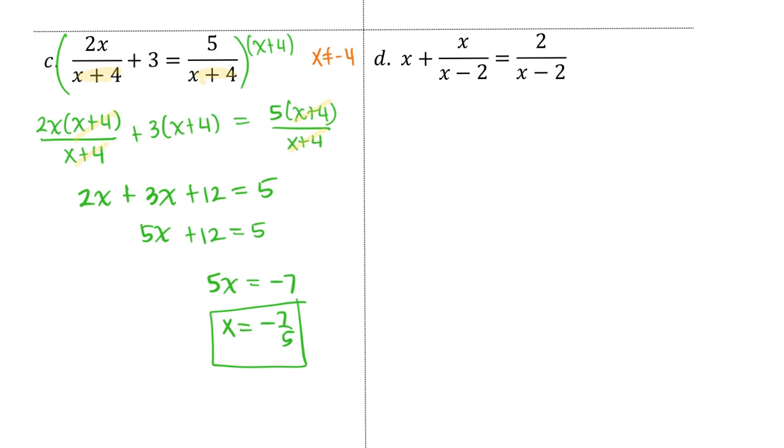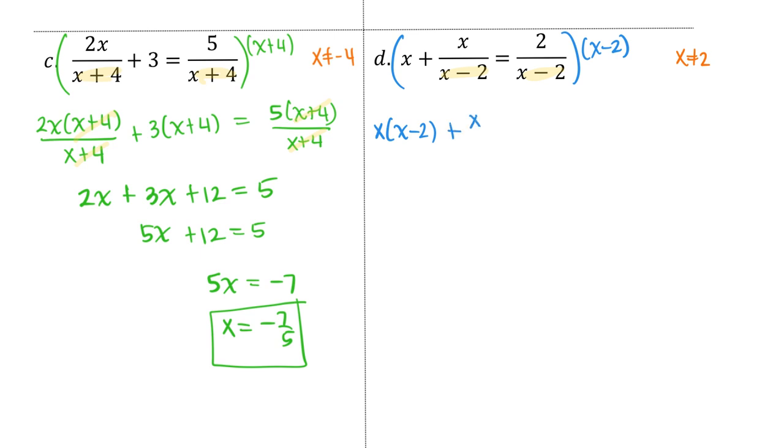Okay, last one. What's my domain? X can't be positive 2. Okay, what's the least common denominator? This is a denominator, this is a denominator. They're already common, they're both x minus 2. Let's times every single thing by x minus 2. Okay, now I'm going to show the next step. I'm going to write it out. Some of you will be comfortable skipping this step and going to the next one.